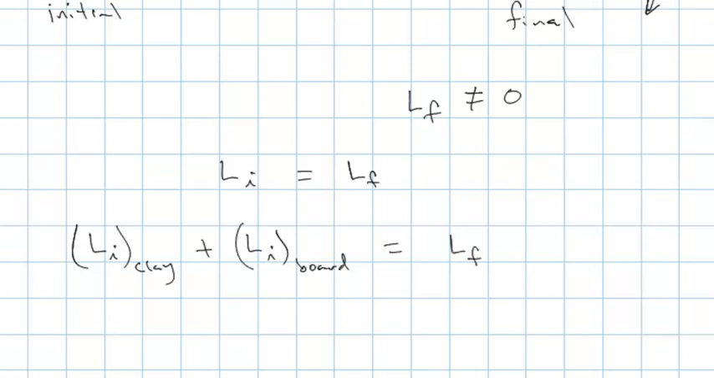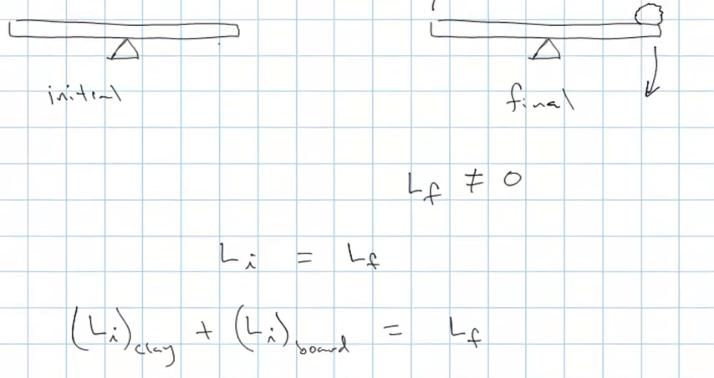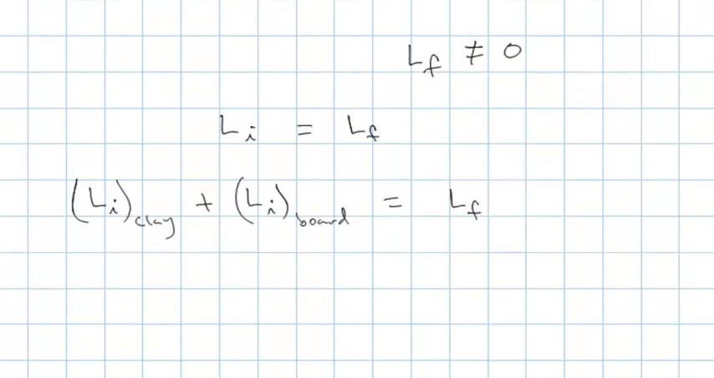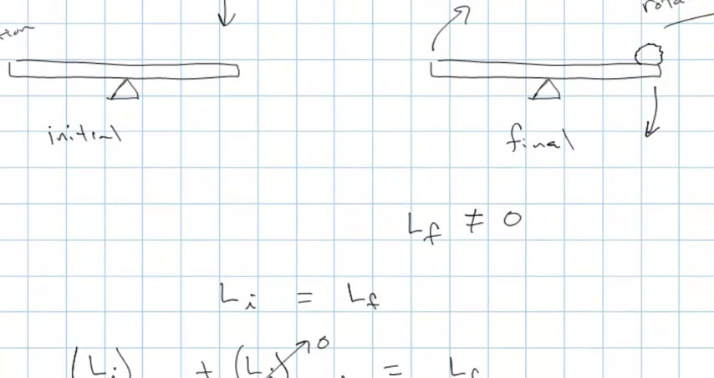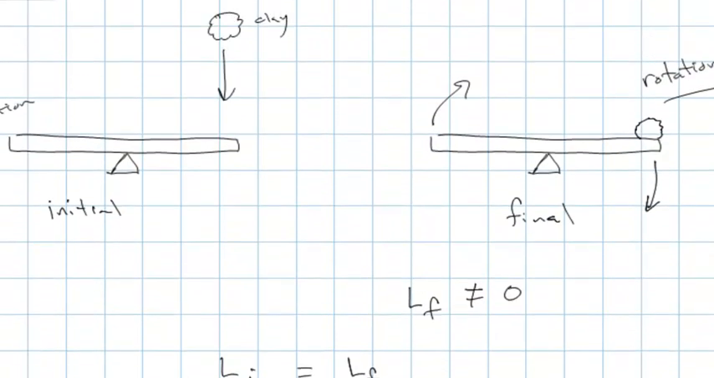So initially, we had the clay moving straight down toward the board, and the board was not moving, so it had 0 angular momentum. So now we're saying the initial angular momentum of the clay ball is not 0. It has to equal something, because at the end it caused the board to rotate. At the end there's angular momentum. So there had to be angular momentum at the beginning.